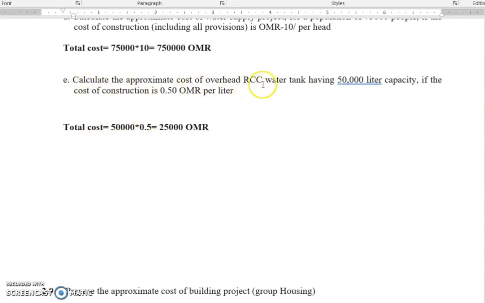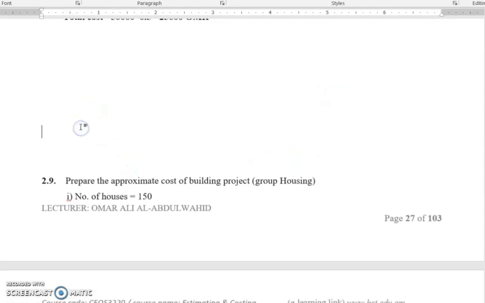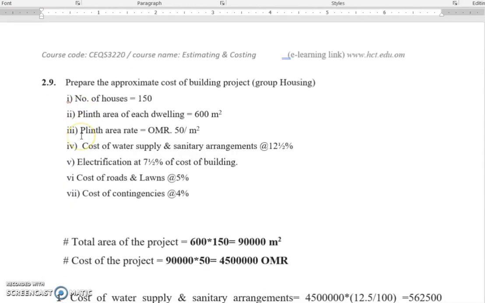Calculate the approximate cost of overhead RCC water tank having 50,000 liter capacity. خزان كونكريتي، تمام، من الخرسانة المسلحة، خزان ماء. Okay, for example, and if the cost of construction is 0.5 عماني ريال per liter فيكون هذا السعر مباشرة. نحسب حساب بسيط.